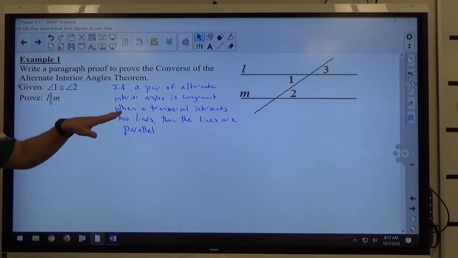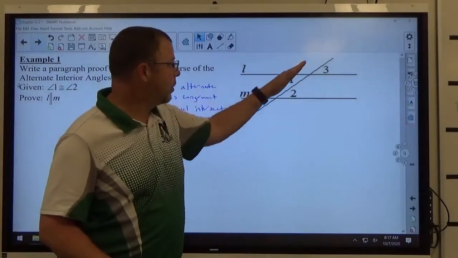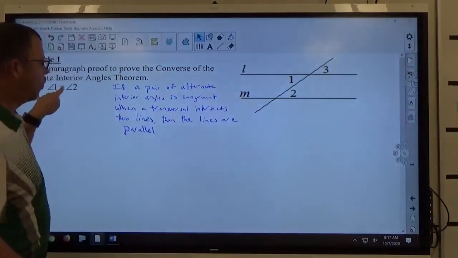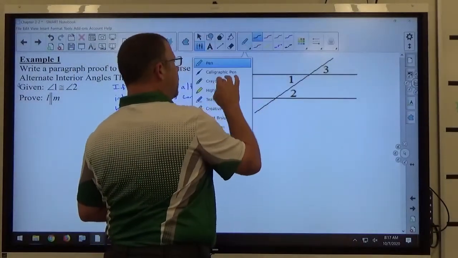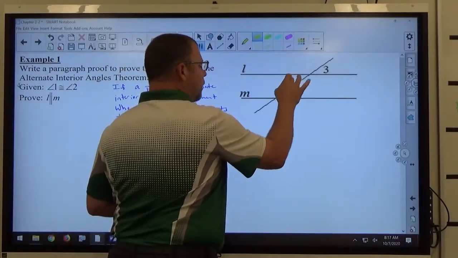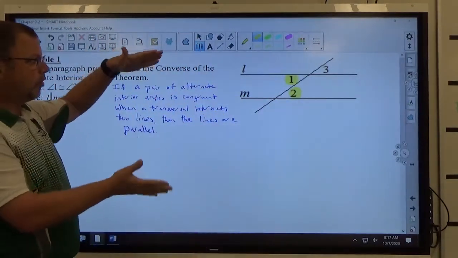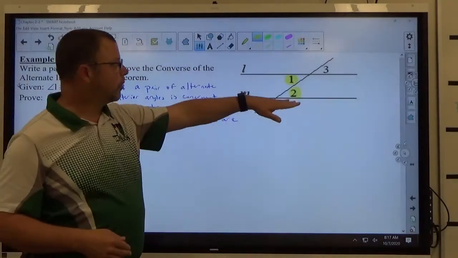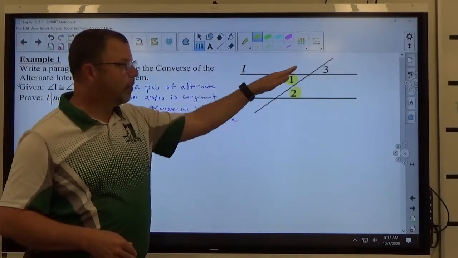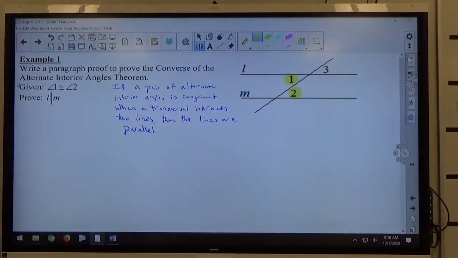When you see this picture, notice the lines are not marked as parallel, right? But we have two lines cut by a transversal. We're told angle 1 and angle 2, which would be the alternate interior angles in this picture, right? They're on opposite sides of the transversal and inside the two lines. So if a pair of alternate interior angles is congruent when two lines are cut by a transversal, then the two lines must be parallel. That's what the converse of the theorem states.